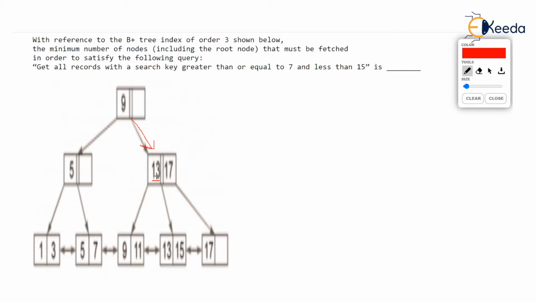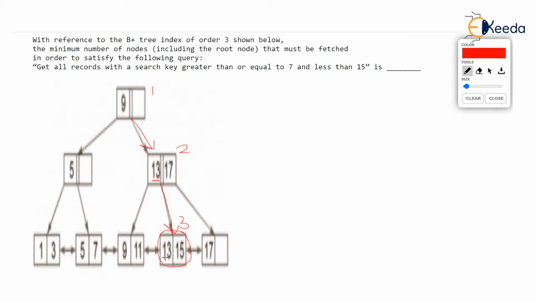According to this problem, equal values are stored to the right. Then we get 13. So if you wanted to search only 13, then the number of nodes fetched will be 1 for the root, second for 13, 17, and third here, and we get the 13 key at the leaf node. So 3 nodes will be fetched.